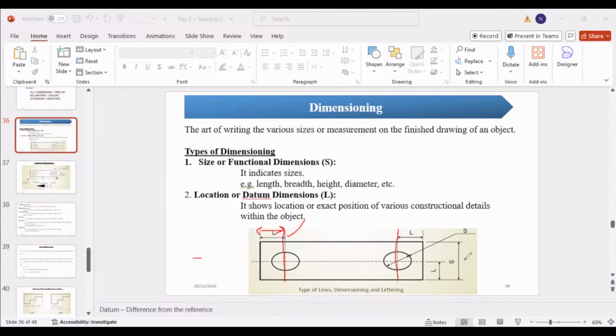So that is the function of a datum line. So you can note down this one.